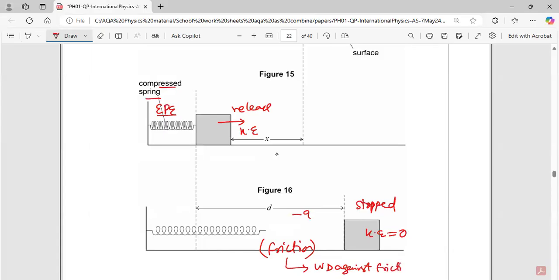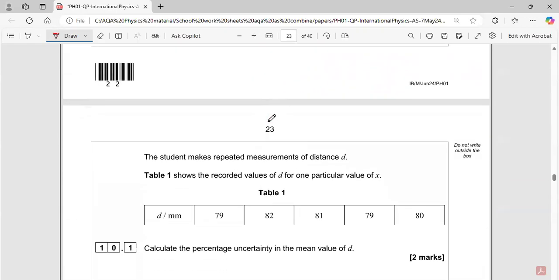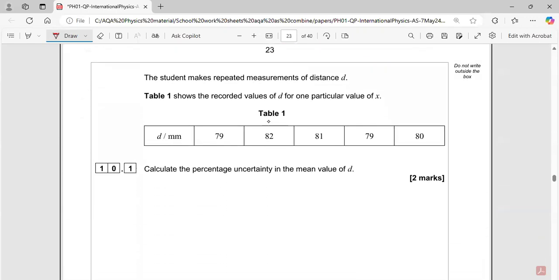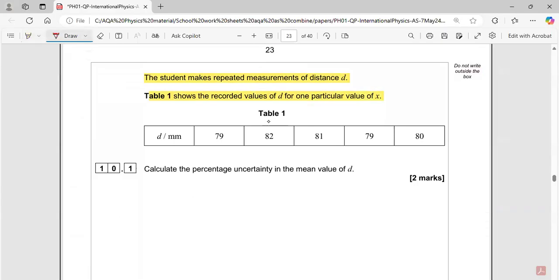It means that all the kinetic energy is gone into thermal or heat energy, it is dissipated. Okay, so what's the question now? The question is, the student makes repeated measurements of D, like the stopping distance. The table shows the record of D for one particular value of X. X means for one compression.